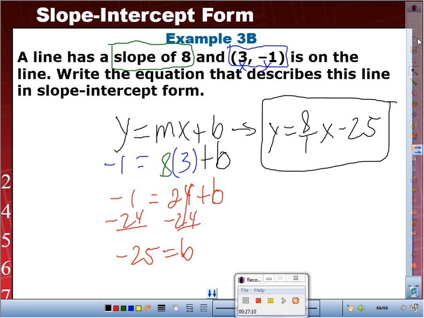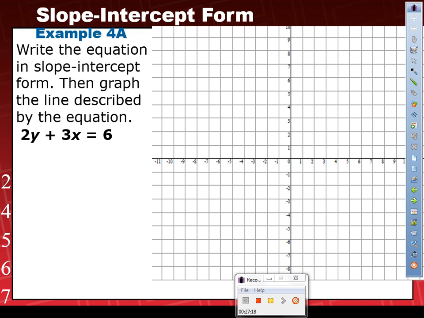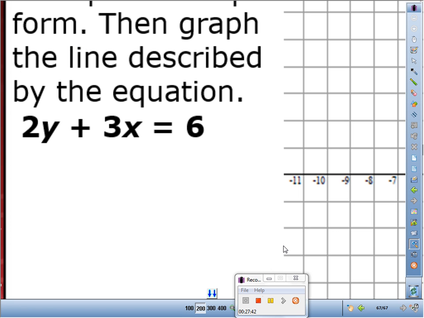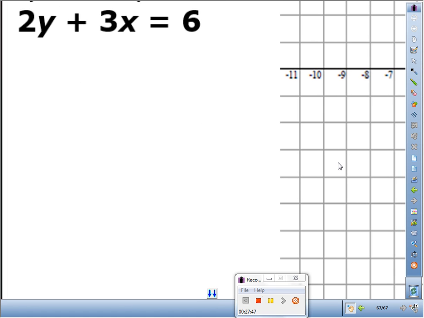Copy this one down. Example 4A. Copy this one on your Cornell note. I was going to have you copy it on the graph, but look, it's the same example, or the instructions, as the graphing that we've been doing. This one they're asking us to write an equation and to graph. You see how it's the same instructions from the first ones that we did? But I want you to write this equation down: 2y equals 3x equals 6.